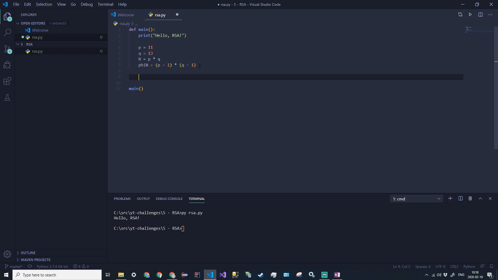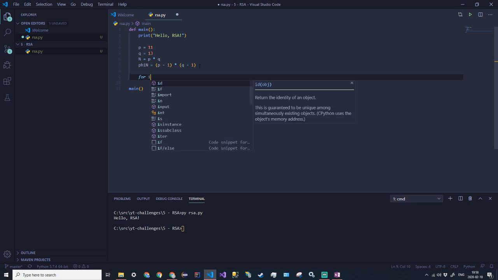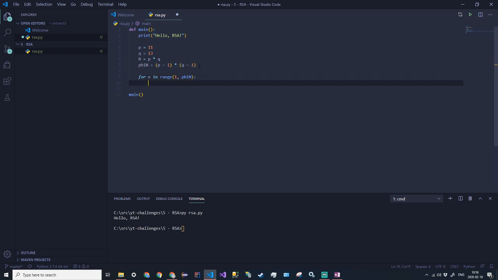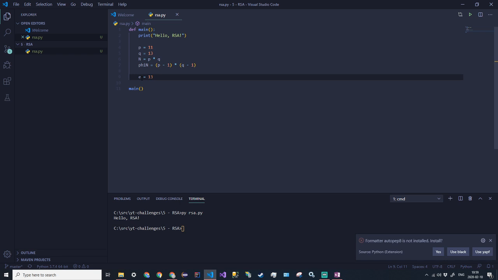And all we'll do is say for E in range 1 to phi n, and actually let's just say E is whatever we had it as, 13. So E is equal to 13, but we'll actually have to randomly generate it when we get into the actual algorithm, because the numbers will be really large, so you can't just iterate through every single one of them. All right, so E is equal to 13.